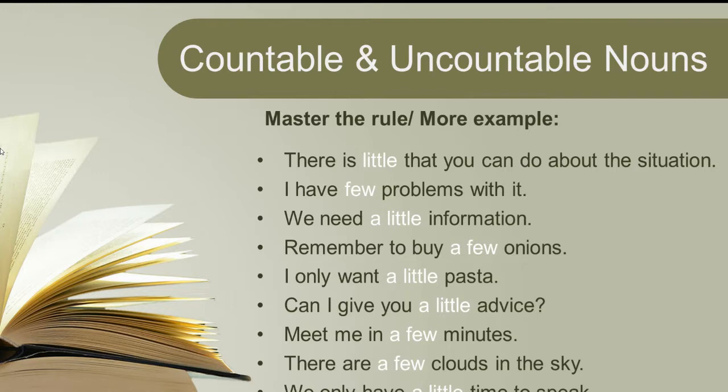You cannot do much about the situation, so little is used. Situation is an uncountable noun. Problems is a plural countable noun, so few is used. Information is an uncountable noun, so a little is used to show that very less information is required. Onions is a plural countable noun, whereas pasta is an uncountable noun. Similarly, advice and time both are uncountable nouns, and minutes and clouds are plural countable nouns.